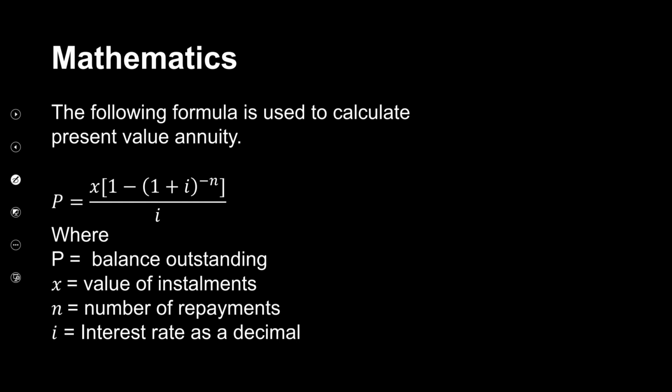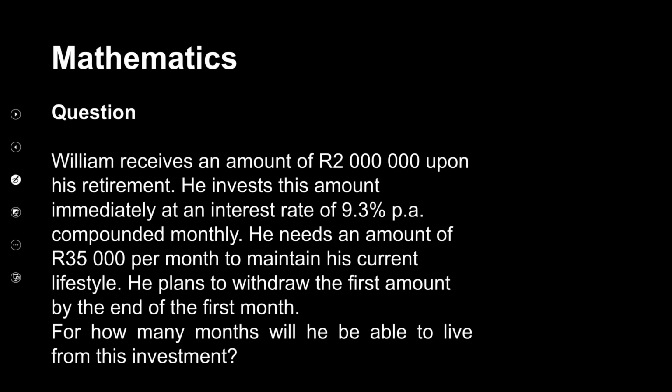You don't need to memorize or cram this formula, right? You just need to know when to use it because it is there in the information sheet. P is normally the balance outstanding, because that's the money that you took as a loan. So that's the balance that is outstanding, or a bond, or a hire purchase in terms of buying a car. X will be the value of the installments, N will be the number of the repayments, and I will be the interest rate as a decimal. It's the same thing with the future value. It only differs with the formula itself and the letter P to mean present value.